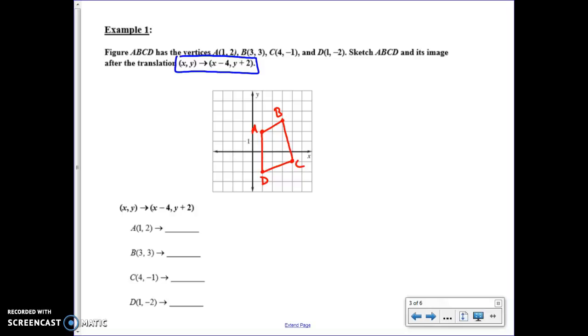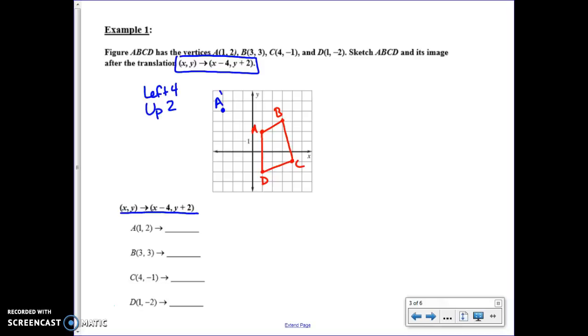Okay, so a couple of things that we can do. This x minus 4 means that we're moving left 4, and the y plus 2 means up 2. So we could take point A and count 1, 2, 3, 4, and then up 2, 1, 2, and I'm going to label that A prime when I draw that. So that's one way to do it. You can count all your points left 4, up 2. The other way is to use this coordinate notation and plug in those point values.